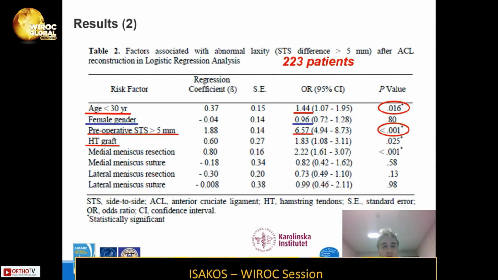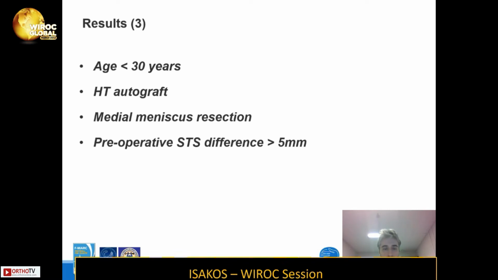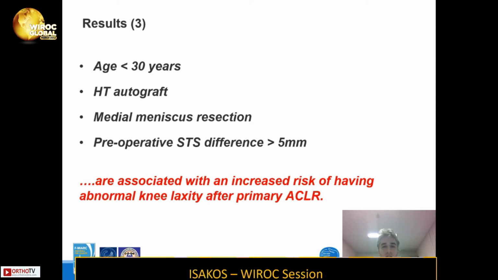Hamstring tendon autograft over a bone patellar tendon bone autograft was also a risk factor, as well as medial meniscus resection. Medial meniscus suture, lateral meniscus resection, and lateral meniscus suture did not affect the risk of having abnormal knee laxity. So age less than 30 years, hamstring tendon autograft, medial meniscus resection, and preoperative side-to-side difference more than 5 millimeters are associated with an increased risk of having abnormal knee laxity after primary ACL reconstruction.